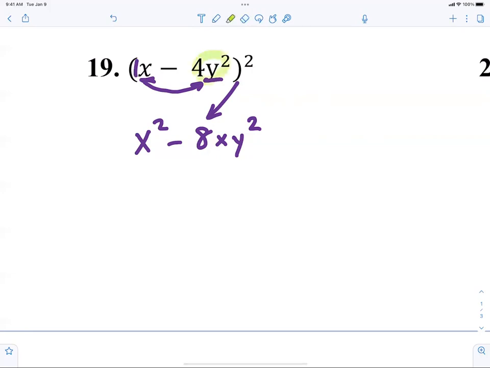Come on now. 4y, you're squaring that. What is that? 8y to the fourth. What's 4 squared? 16. Then 16y to the fourth.